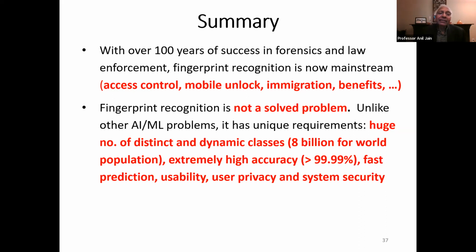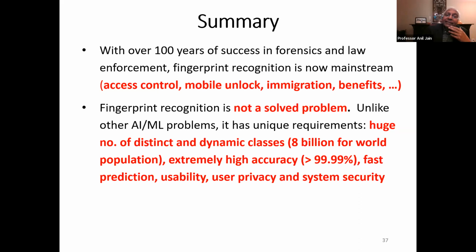Unlike other AI ML problems, it has unique requirements. First of all, the huge number of distinct and dynamic classes. The current world population just exceeded 8 billion. So in a sense, we have an 8 billion class problem, which is dynamic because there are about 130 million new births every year. So the number of classes is increasing every year.